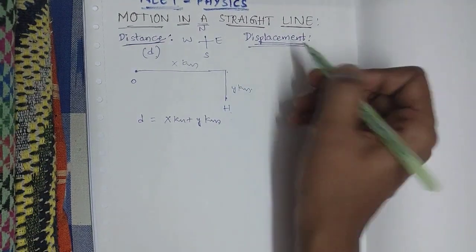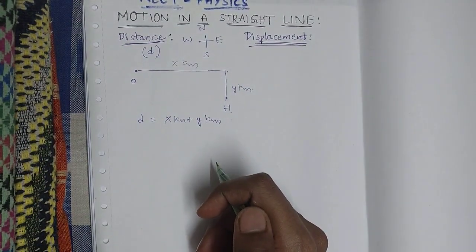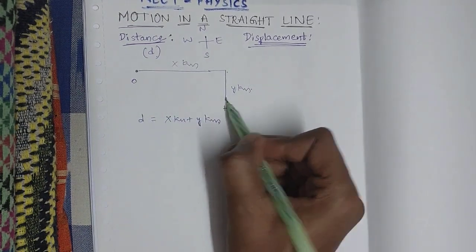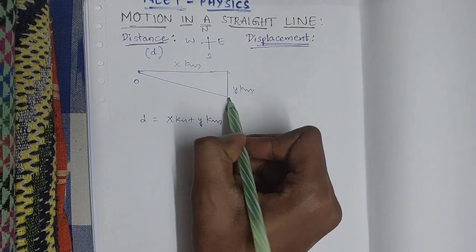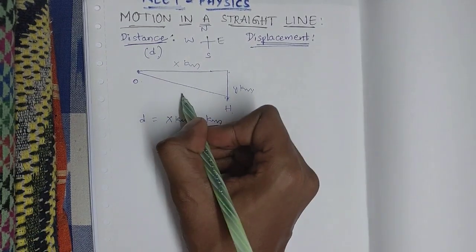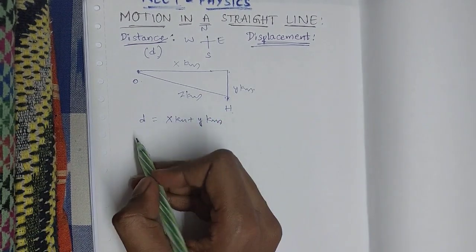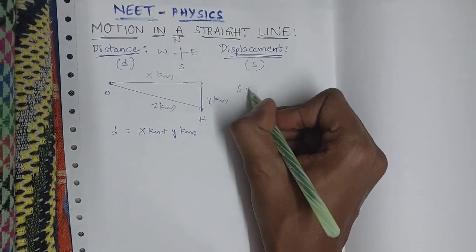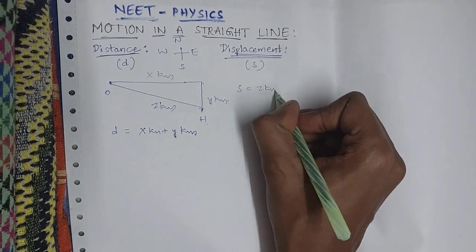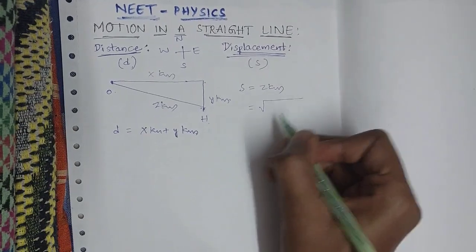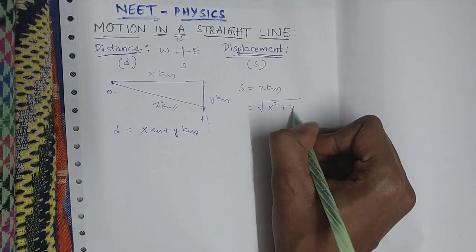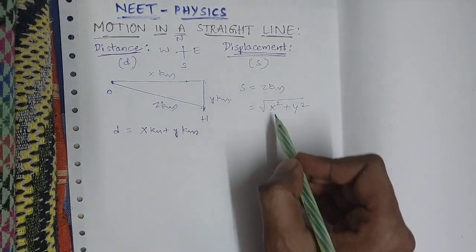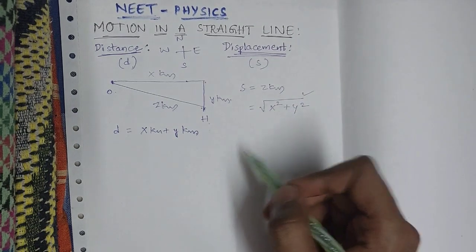Displacement is the shortest distance between the initial and final points. Here displacement will be this one. Let us consider this as z kilometers. Displacement is denoted by small s. So displacement equals z kilometers, which is under root of x square plus y square kilometers, which is derived from Pythagoras theorem.